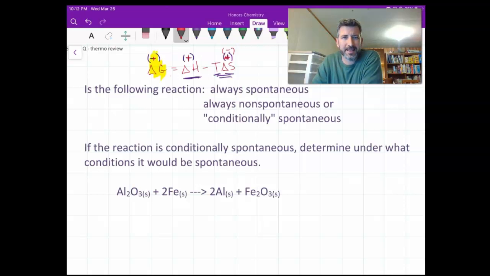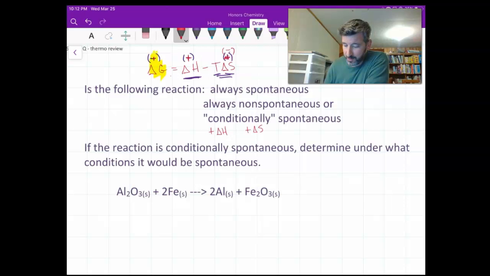Then the last part of the question, so we're trying to figure out, is it always spontaneous? Is it always non-spontaneous? Or is it conditionally spontaneous? Conditionally meaning it depends on the temperature. And the only way that it's going to depend on the temperature or be conditionally spontaneous will be if we have, for example, a positive delta H and a positive delta S. All right, because then it just depends on the temperature.